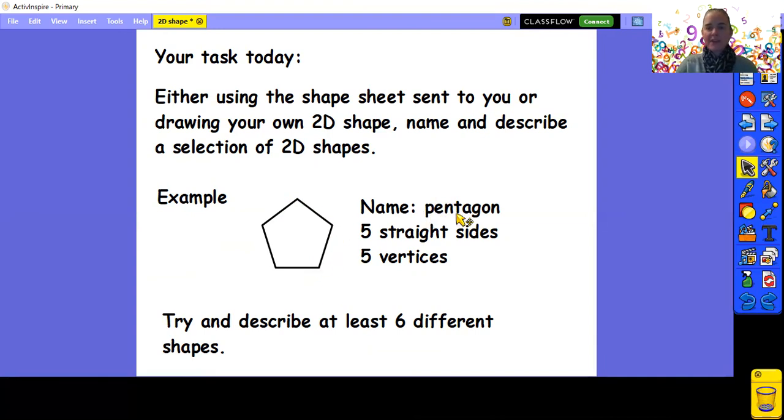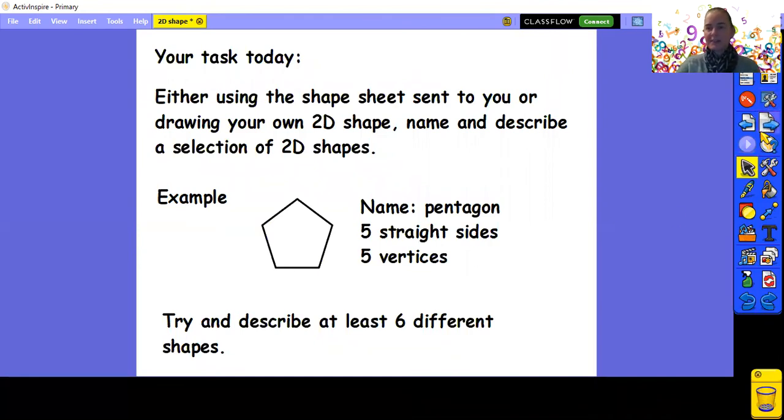I then want you to write the name of the shape, and we sent you a shape mat with the words on so you can spell them correctly. And then you want to tell me about how many sides and how many vertices that shape has. So I've got a pentagon, 5 straight sides, 5 vertices. And we'd like you to try and describe at least 6 shapes. So you've got a nice range there.